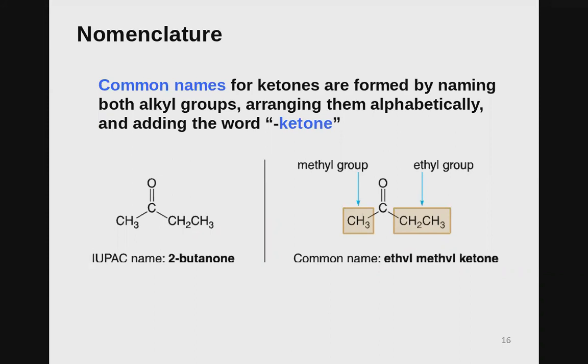Now ketones that have common names are formed by naming both alkyl groups and then arranging them alphabetically and adding the word ketone. So if we name this with an IUPAC name, 1, 2, 3, 4, it would be 2-butanone. Now the common name for here would be ethyl methyl ketone. Why is that? Well, we have the ketone group here. On this side, there's a methyl group. On this side, there's an ethyl group. Thus, ethyl methyl ketone. I'm less concerned about these common names, but I just figured I'd make mention of them.